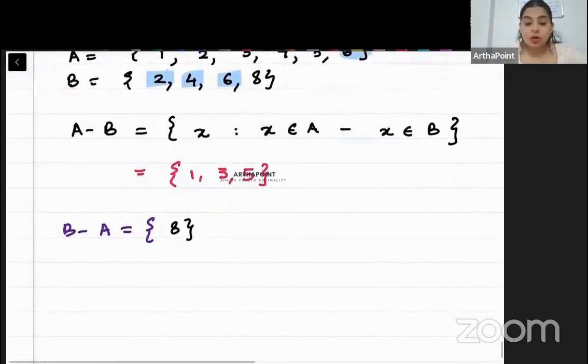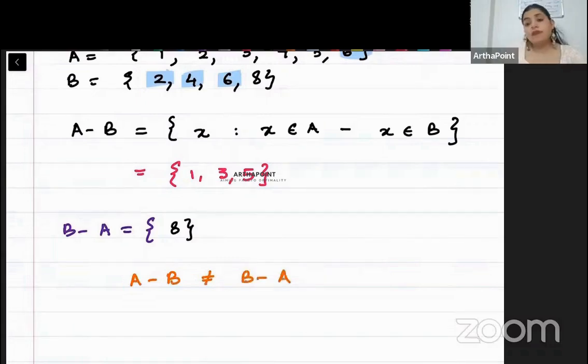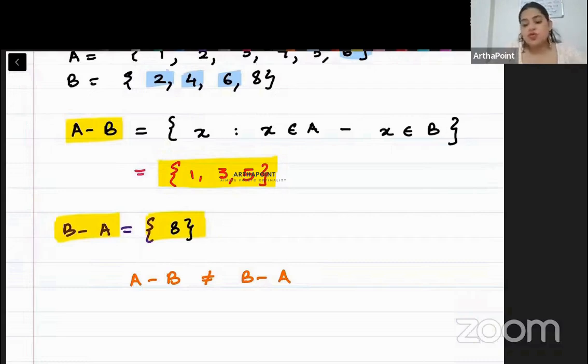Very, very important property that I want to come to. The property is that, beta, A minus B is not equal to B minus A. Very important. You see, A minus B is coming as 1, 3, 5. You see, B minus A is coming as 8. So A minus B and B minus A are not equal to each other. They are different from each other. And this can again come in your CUET exam. So you have to be very sure that you understand this property well. The two are not equal.